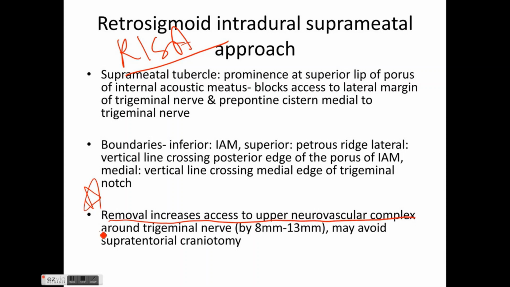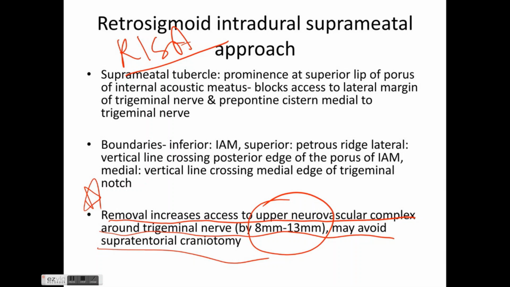So in many institutes, a RISA approach can be used for tumors such as trigeminal schwannomas, which are dumbbell shaped and have significant portions in both the middle fossa and the posterior fossa. There have been many studies comparing the RISA versus the anterior petrosectomy approaches, and they have found that even the RISA approach is good enough, and some have even found that it is better than the anterior petrosectomy approach.